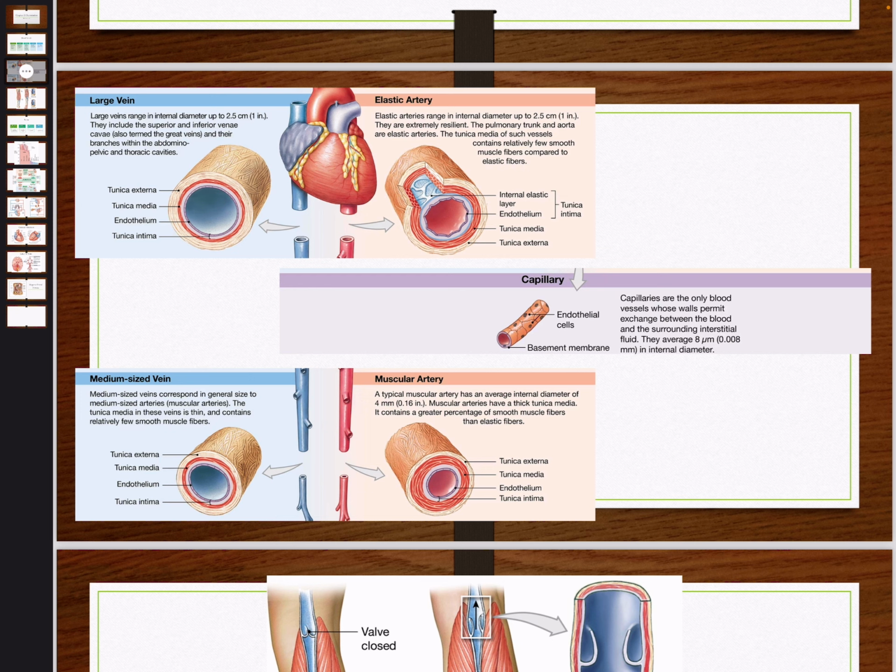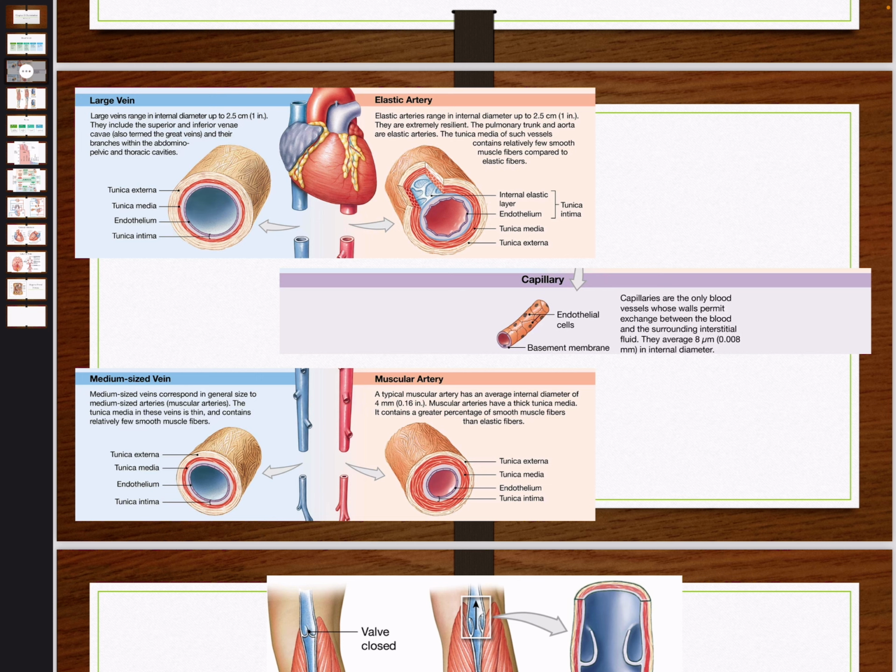which is a lot smaller. I'm not sure how muscle arteries correspond to the size of medium-sized veins, but medium-sized veins are in general the same size as medium-sized arteries. So similar layers, similar functions, like the veins with the veins and the arteries with the arteries. I'm not saying that they do the exact same thing, that's not what I'm saying, but yeah.